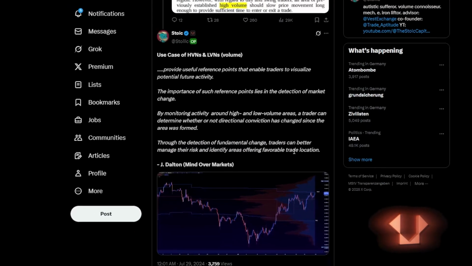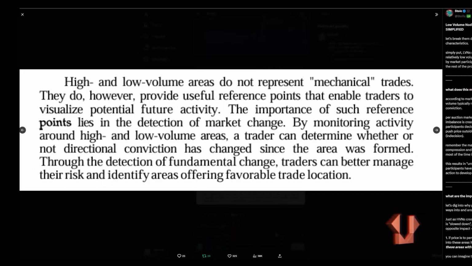Okay, so these offer areas of interest. High and low volume areas do not represent mechanical trades. They do, however, provide useful reference points that enable traders to visualize potential future activity. Okay, so that basically covers the technical aspect of things and what they mean. What we're going to do next is quickly walk through some examples on Bitcoin.